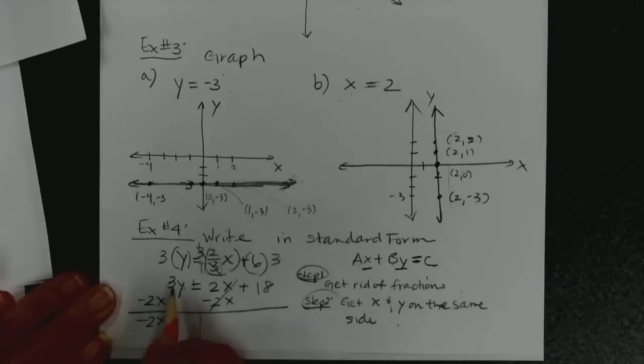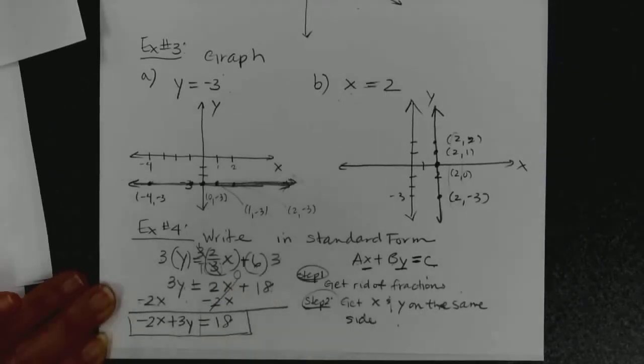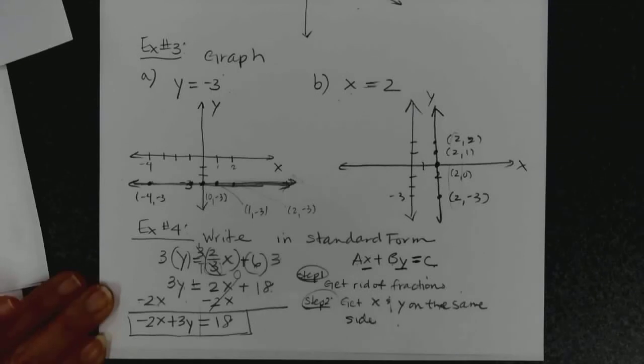This is positive 3y, so we're going to say plus 3y is equal to, and then 0 plus 18 is 18, and this is standard form, which we took the slope-intercept form and we wrote it as a standard form. And that's how you write any linear equation that's in slope-intercept form into a standard form. And you should be able to go backwards as well.